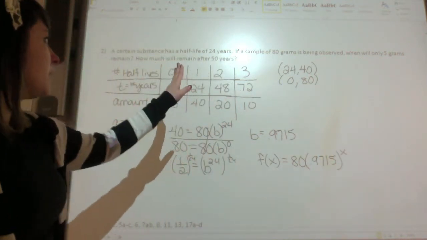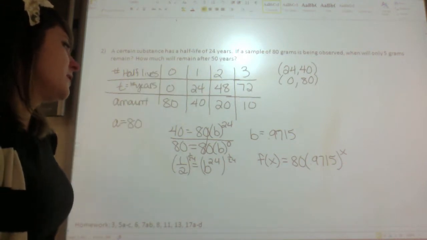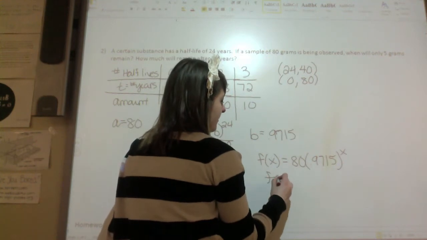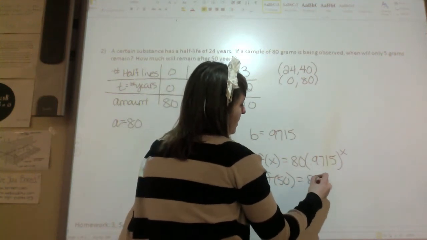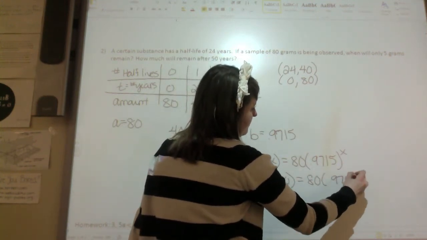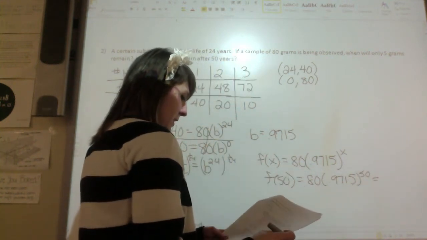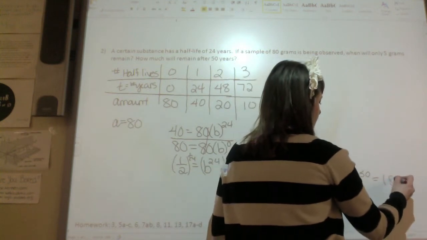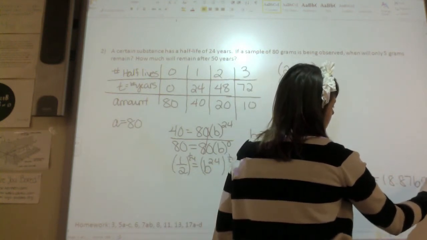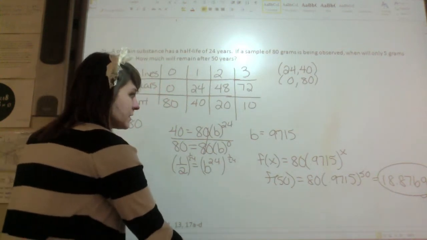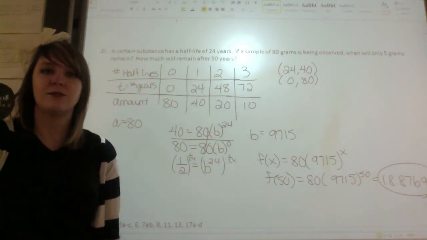And then it asked me, how much will remain after 50 years? Well, if I plug 50 in here, so f of 50, that'll be 80 times 0.9715 to the 50th. When I plug that in, I get 18.876 grams. And that's how much of my sample remains after 50 years. And that's everything for section 5.